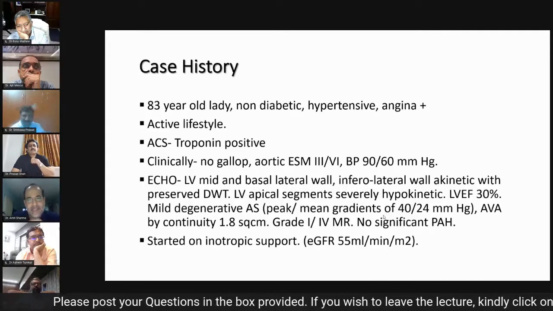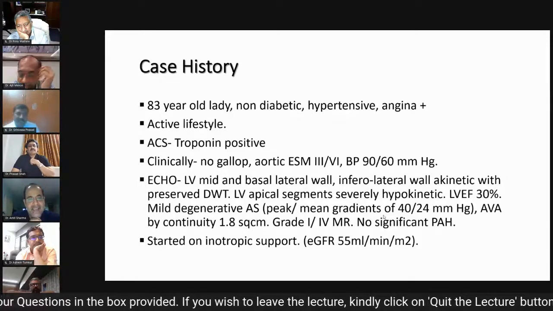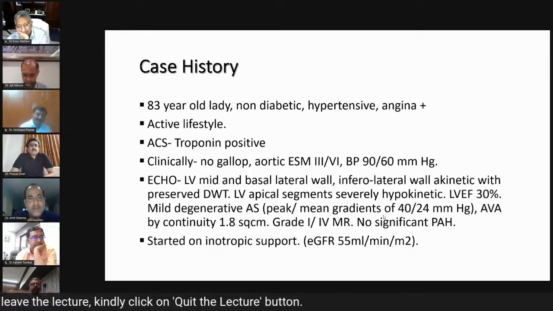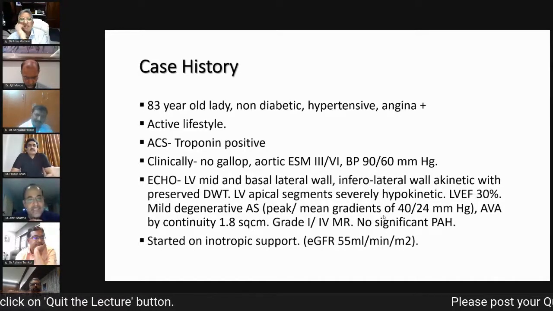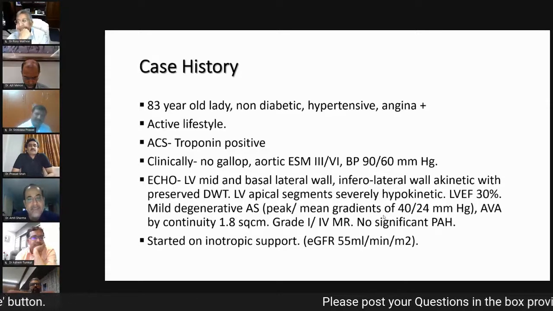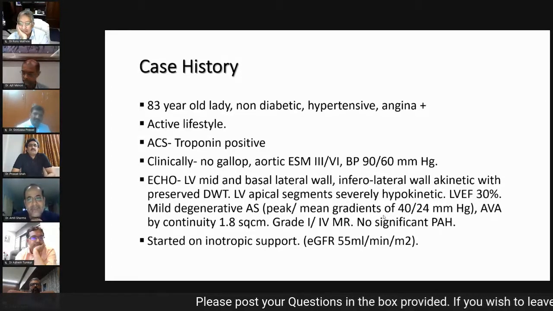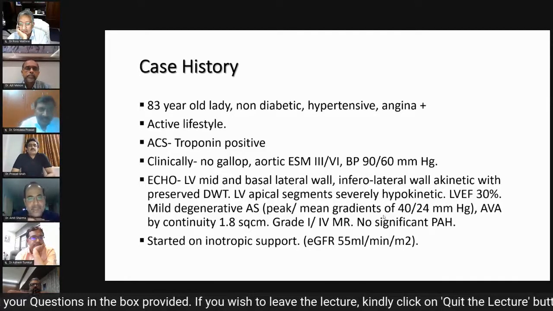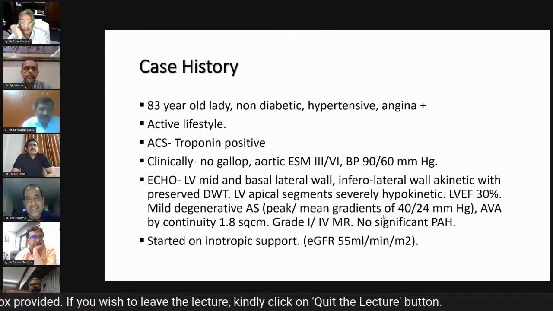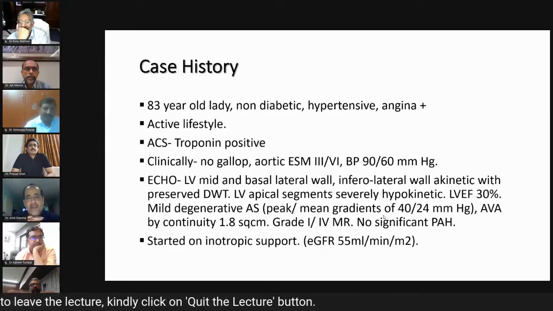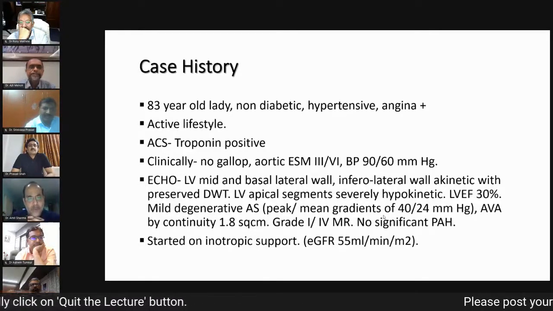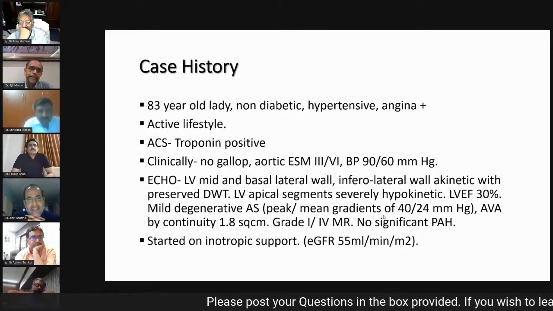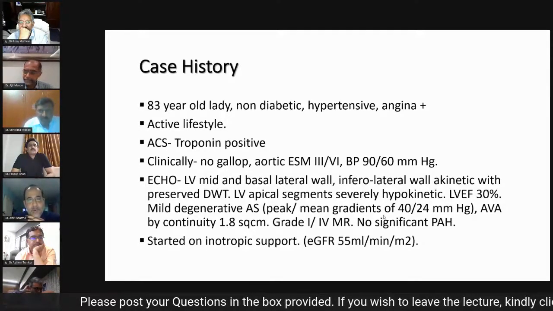Clinically, no gallop. She had an aortic ejection systolic murmur, the pressures being around 90/60. The echo showed the inferolateral wall was akinetic, but with preserved thickness, and the apical segments were severely hypokinetic, the ejection fraction being 30%. She had mild degenerative AS, the peak and mean gradient being 40/24, the aortic valve area 1.8. She had some mild mitral regurgitation, no significant PH.